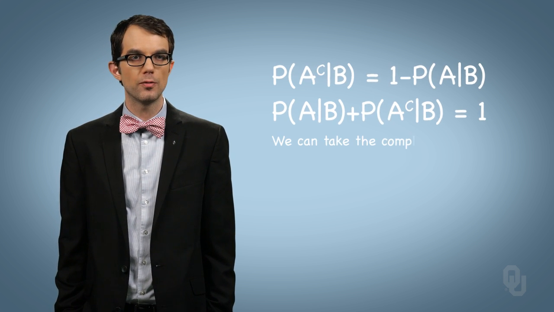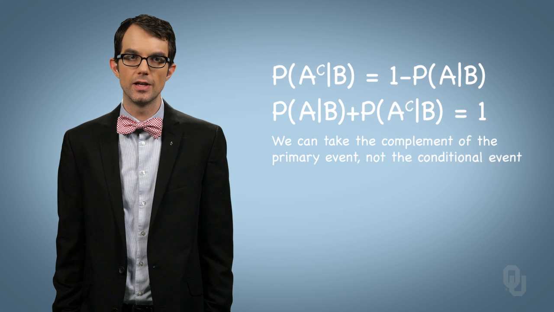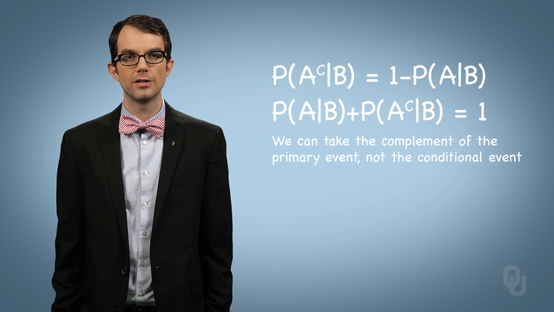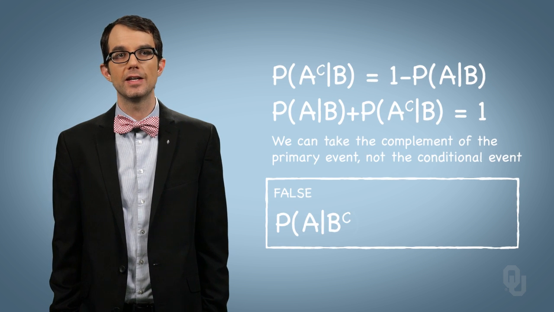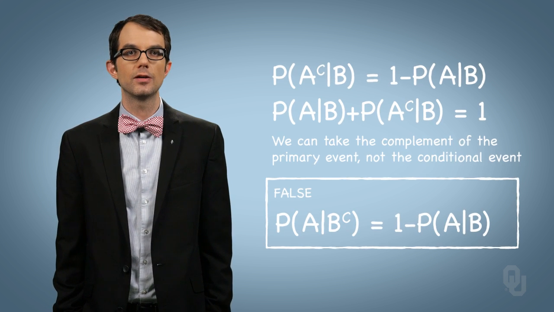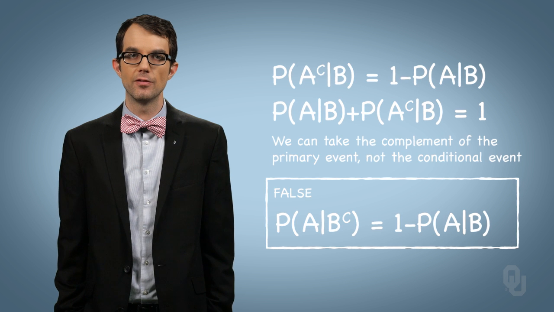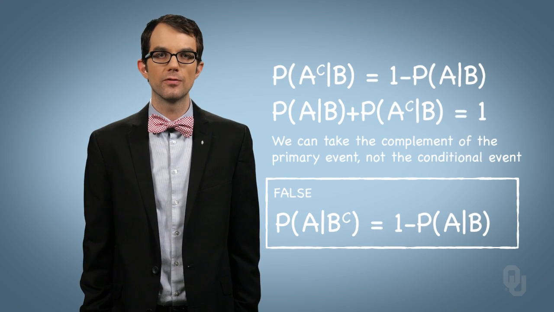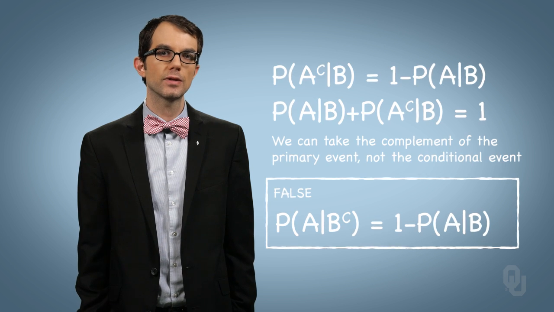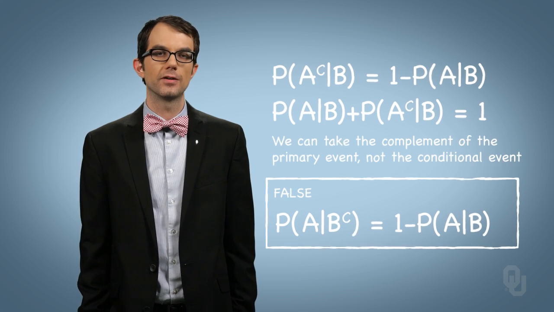Note that we can take the complement of the primary event that we're interested in, not the conditional event. That is, it's not true to say the probability of A given B complement is equal to 1 minus the probability of A given B. We'll keep exploring probability rules in later videos, and we'll find out how to actually calculate the probability of conditional events.